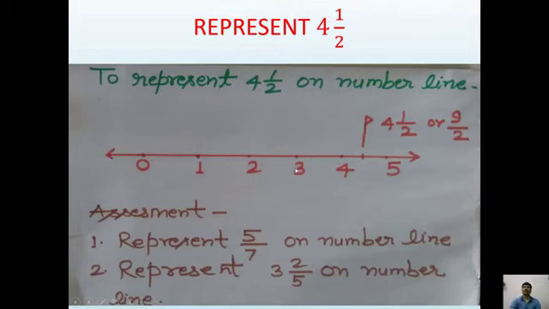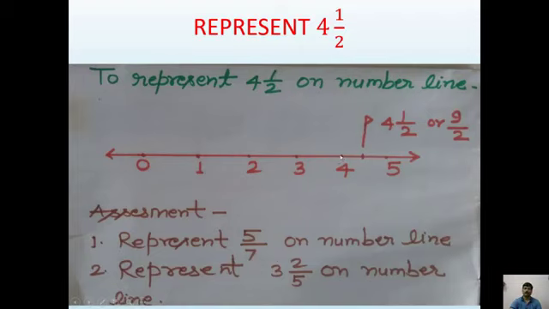How can we represent 4 whole 1 by 2? To represent 4 whole 1 by 2 on the number line, similarly, this fraction has whole 4 but not 5. It means this is greater than 4 and less than 5. So this fraction will lie between 4 and 5. So how do we represent it? Draw a line. We will mark whole numbers 0, 1, 2, 3, 4 and 5.